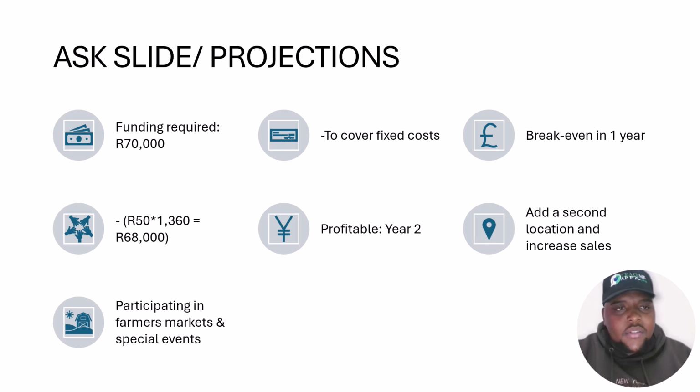We require funding of 70,000. For what? It's how much, why, and when. How much do you need? What is it for? And when will you be able to pay it back? I need 70,000 to cover our fixed costs. There's the why, then the when: we'll break even in 1 year.